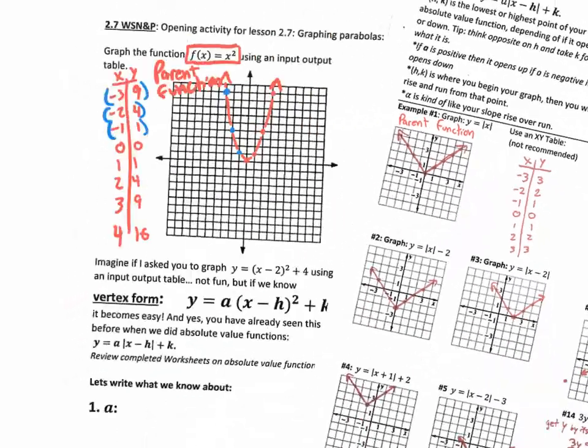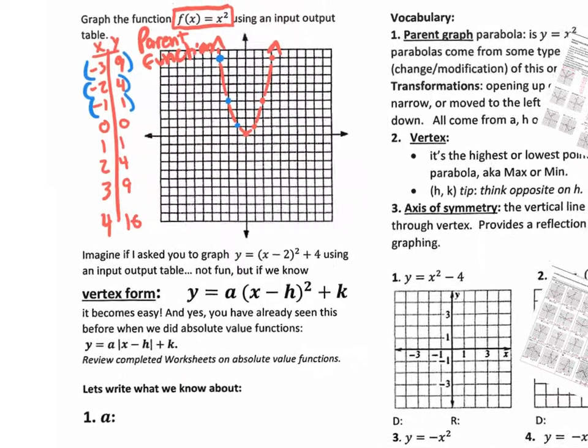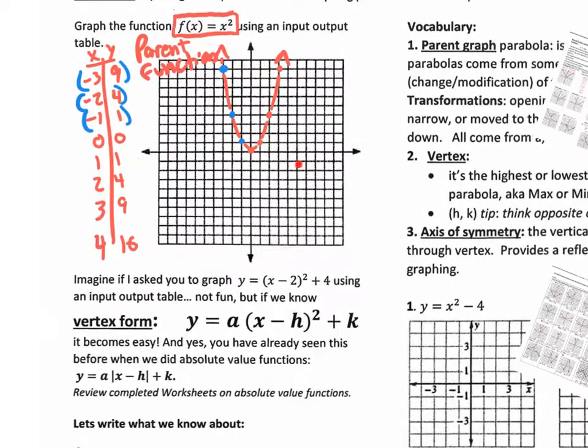Anyway, we're going to be jumping back and forth, all right? Jumping back and forth. So let's go back to the notes right here. So what do you guys think of this parent graph? Was it easy to graph? Yes? Do you want it to be easier? Heck yeah. We're going to make it a lot easier. Check it out.